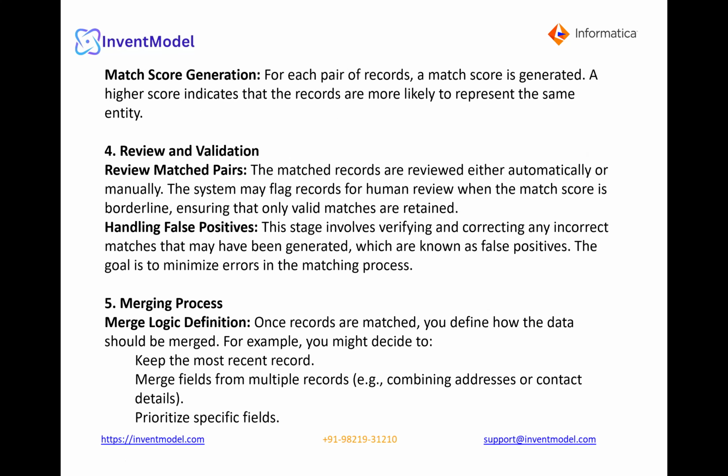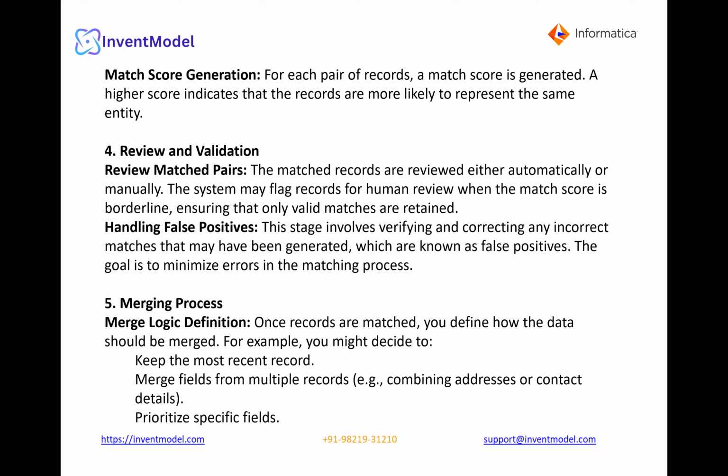So match score generation. For each pair of records, a match score is generated. A higher score indicates that the records are more likely to represent the same entity. And then we have the fourth step, review and validation.